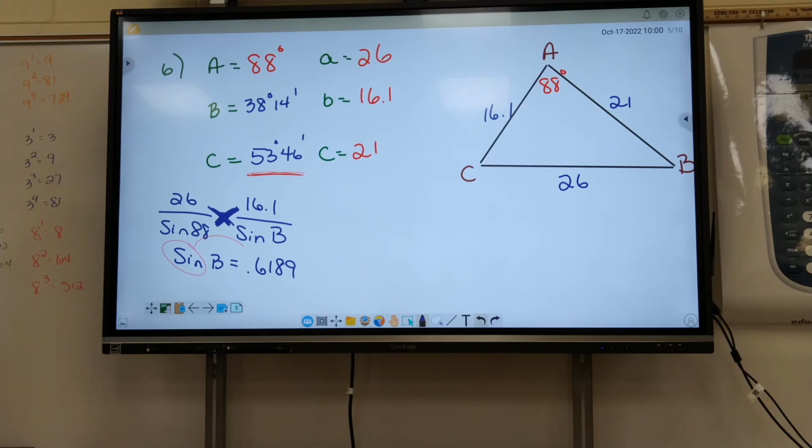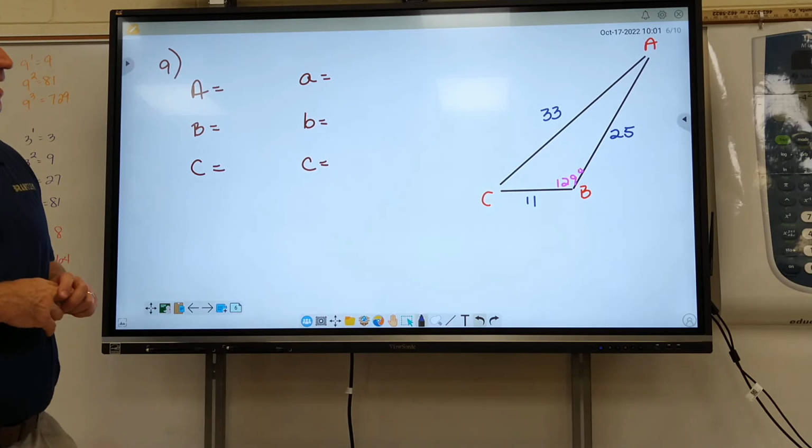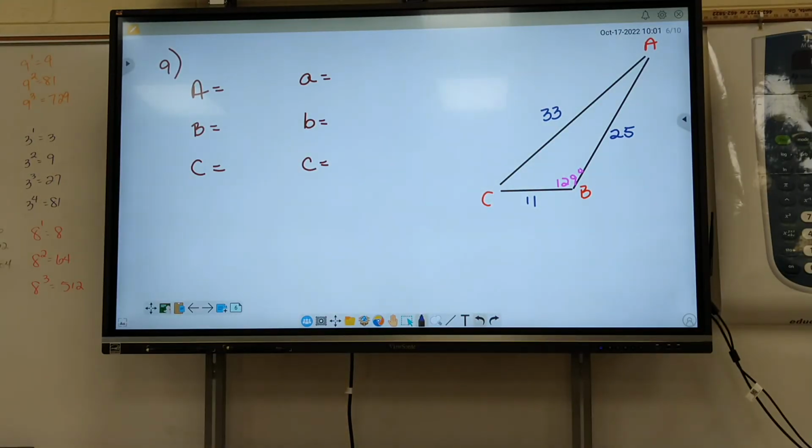Any questions? The next one, guys, we're going to skip down and do number 9. It's got something I want to show you. We're going to do number 9, and hopefully y'all can do the last 5 by yourself after that. Let's knock it out. Write down your 3 angles and your 3 sides. You still with me?